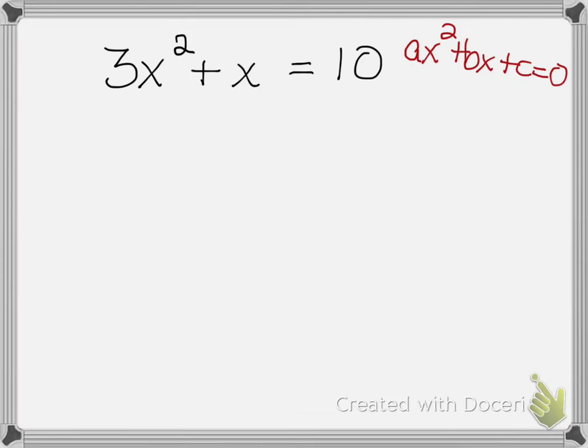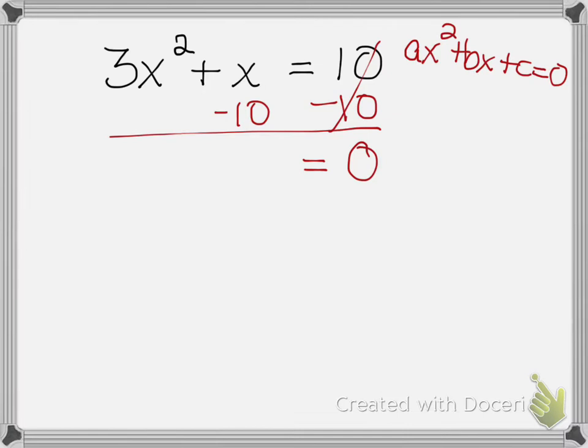Since it does not equal 0, I have to make it equal 0. So you see that 10 right there? Got to get rid of it. The only way I can is by subtracting it to make it equal 0. But whatever you do to one side of the equation, you have to do it to the other side. So, of course, 10 minus 10 gives me the 0.